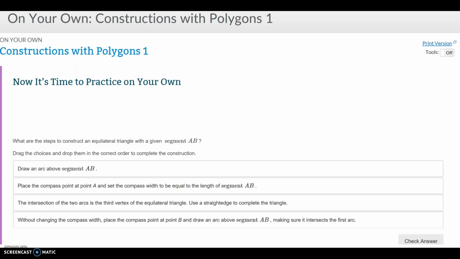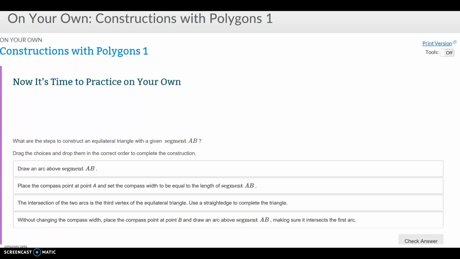Alright, this is On Your Own Practice for Constructions with Polygons Part 1. This is lesson 3.10. Alright, what are the steps to construct an equilateral triangle with a given segment AB?